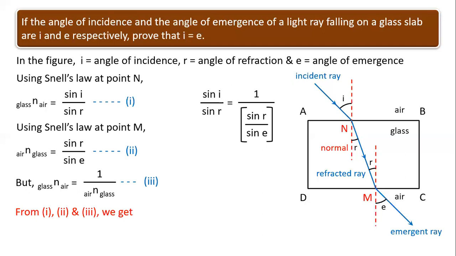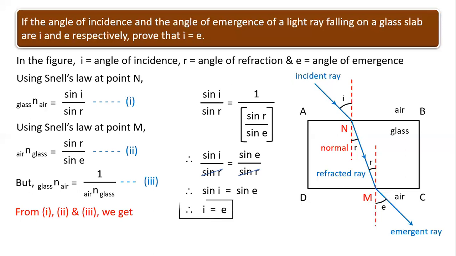Now on the right hand side, that sin E will go up. So sin I upon sin R is equal to sin E upon sin R. Definitely sin R and sin R will get cancelled. So what I get is sin I is equal to sin E, which actually proves I is equal to E, hence proved.